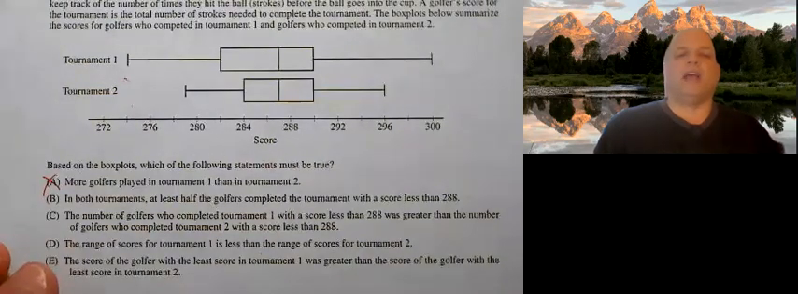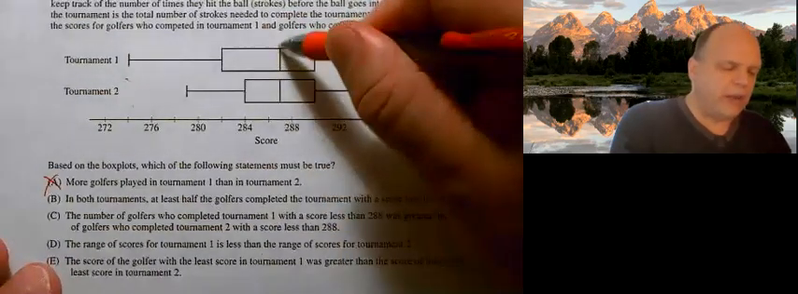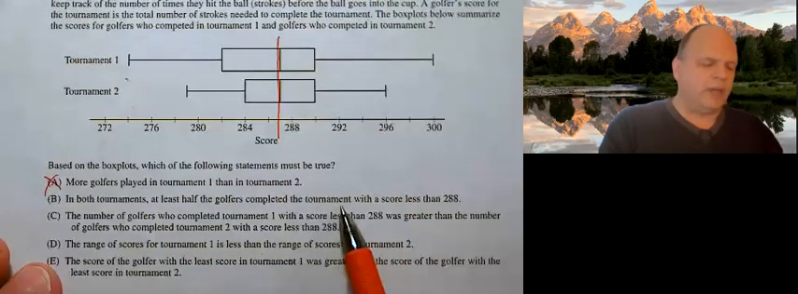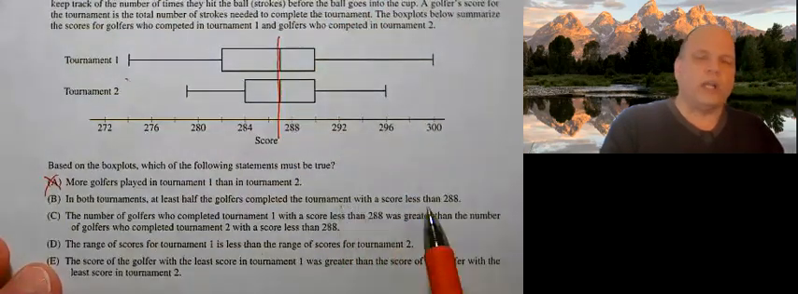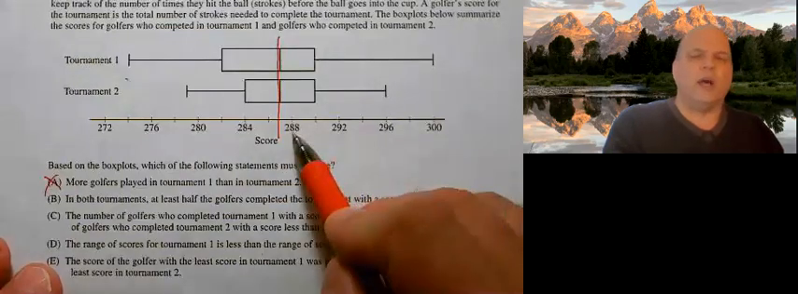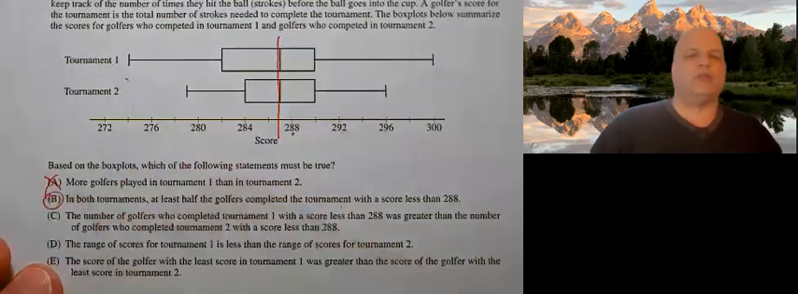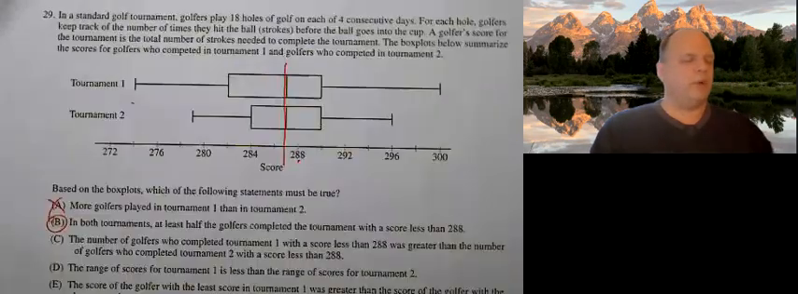In both tournaments, at least half, well, half is the median. So let's locate our median because that's half. At least half of the golfers completed the tournament with a score less than 288. And sure enough, the value is below 288. So our answer choice is B. We don't have to go any further.